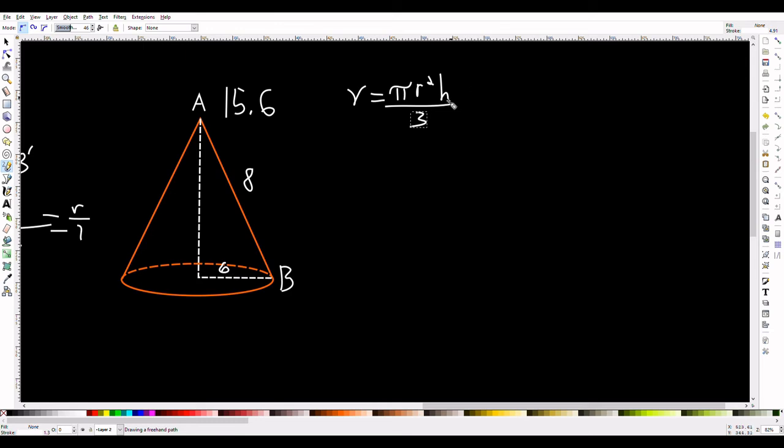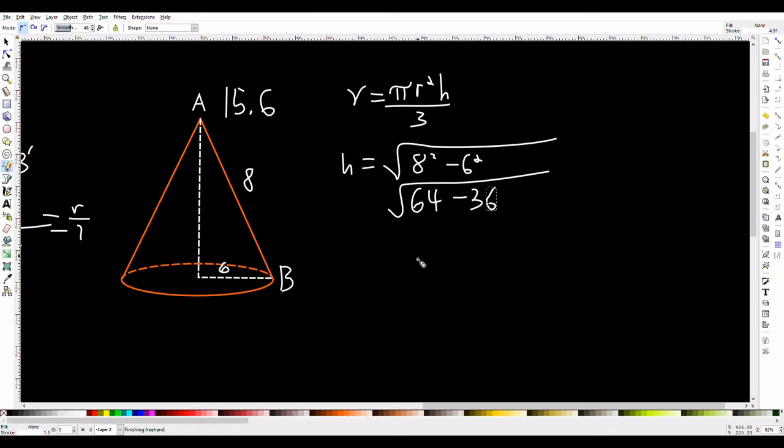So we know what our r is, but we still need our height. How are we going to find this? Well, we have a right triangle, and so we know that our height equals the square root of 8 squared minus 6 squared. 6 times 6 is 36. It's not 32. It's square root of 28, which is 4 times 7, leaving me with 2 root 7 for my height.